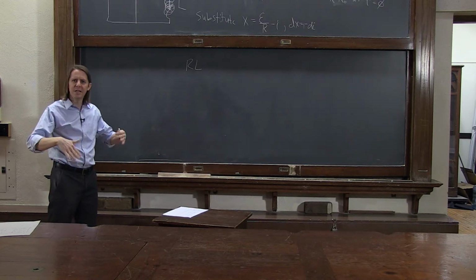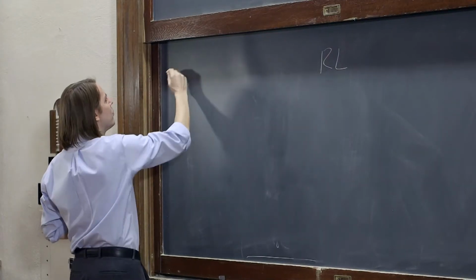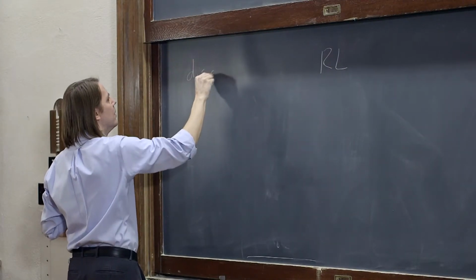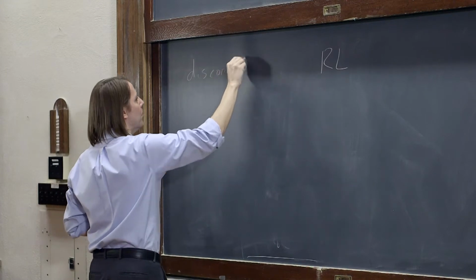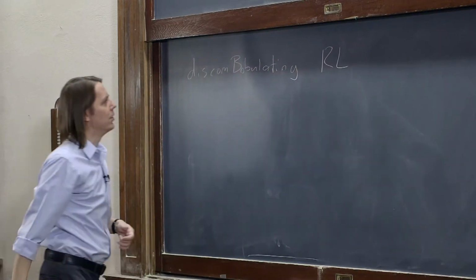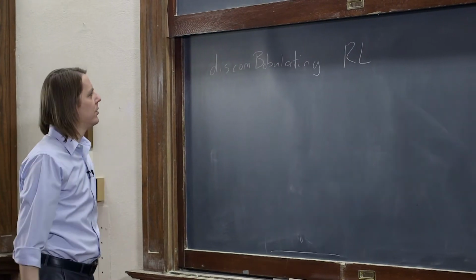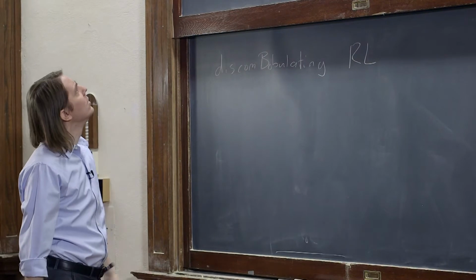You're turning the field off. I'm going to create the word. You're discombobulating. There you go. We're going to discombobulate the RL. And it's got a B in it, so there you go.